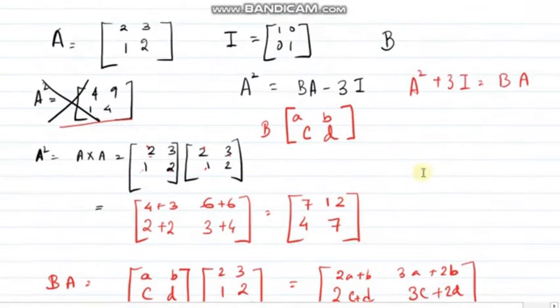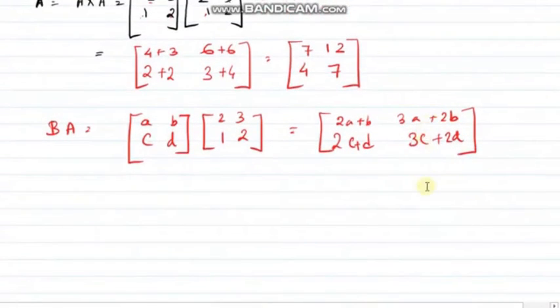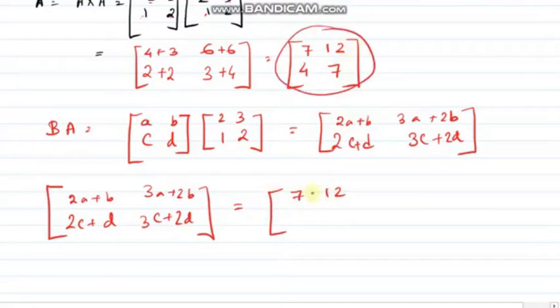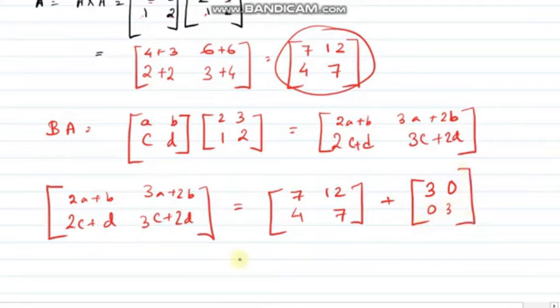So now BA is equal to A square plus 3I. Let's put it in the formula. So your BA, that is 2A plus B, 3A plus 2B, 2C plus D, 3C plus 2D, equals A square. A square was this one, 7, 12, 4, 7, plus 3I. What will be 3I? It's scalar multiplication, so it will be 3, 0, 0, 3. That will be your 3I, right? If I just add the corresponding elements, 7 plus 3 will be 10. This will be 12. This will be 4 plus 0, 4, and this will be 10, right?